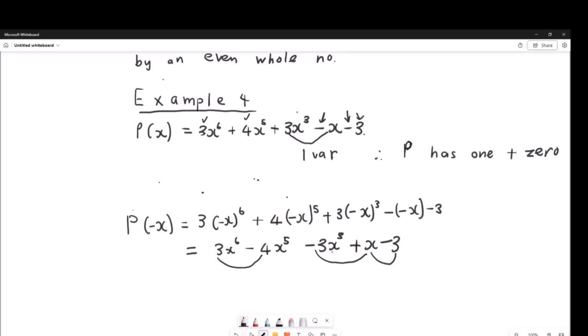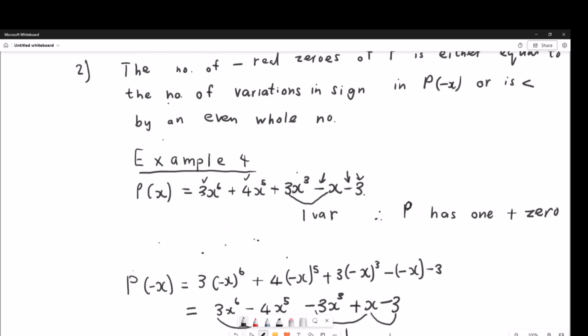And here we've got 3 variations, sorry. So there's one variation. And here's a variation, minus 3 to positive 1. And here's another variation, positive 1 to minus 3. So we've got 3 variations in sign, okay? Yeah. So now this is an interesting case.